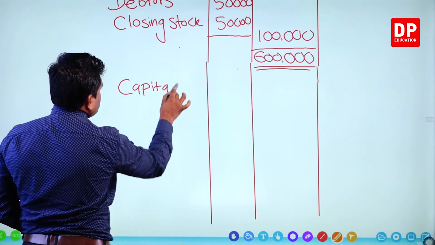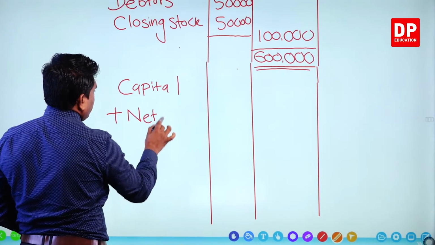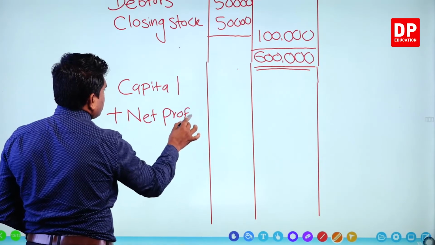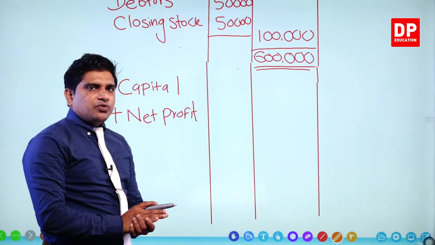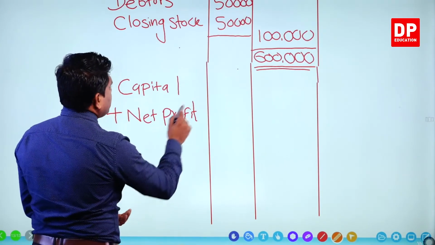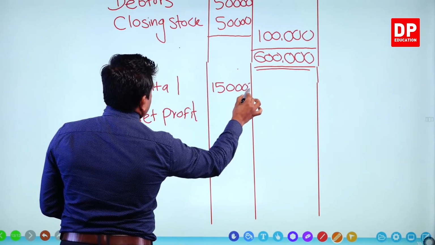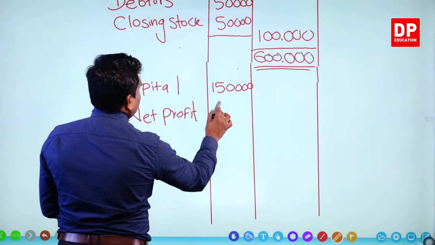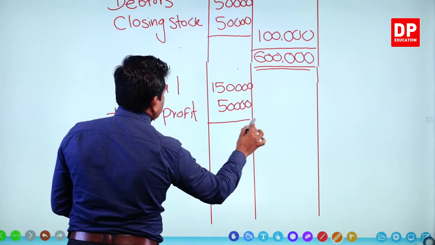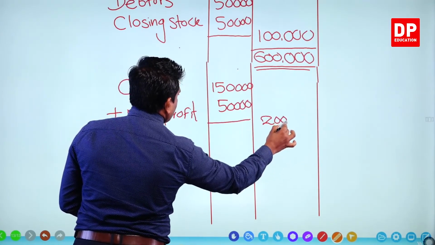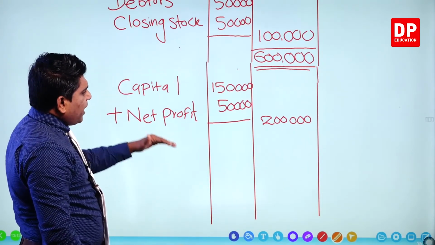Capital. The same question given what? Net profit also. Net profit we have to add to this. How much the capital given in this question? 150,000. How much the net profit? 50,000. Then total value of the capital how much? 200,000. Assets equal capital plus liabilities.